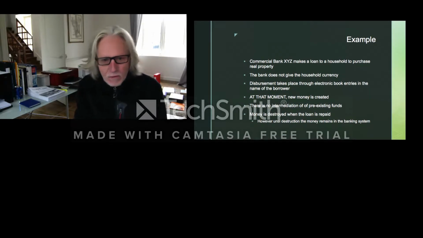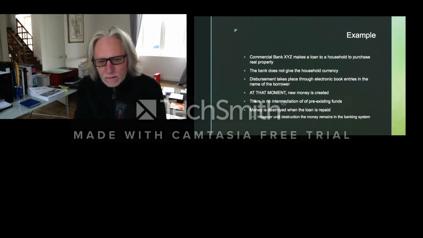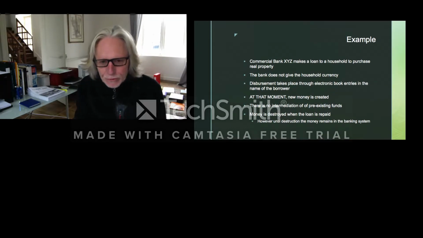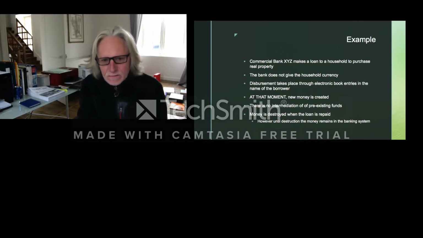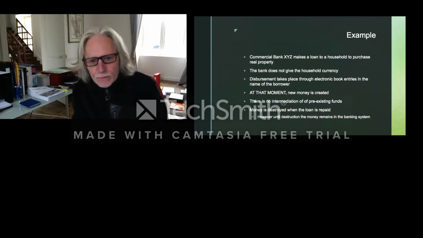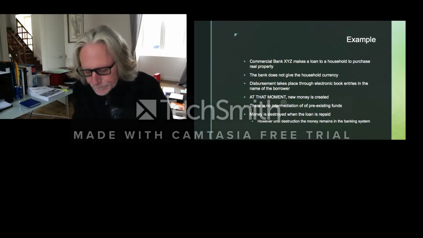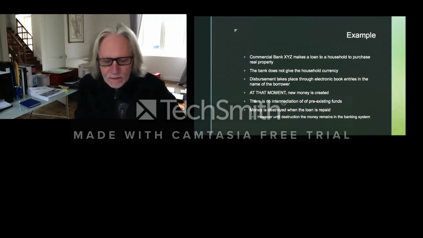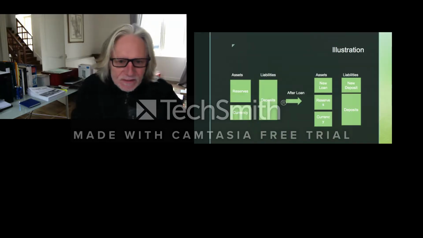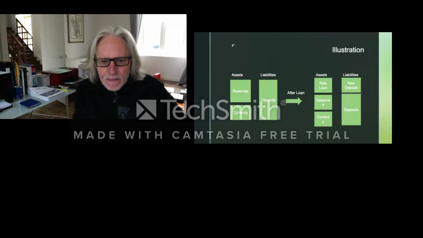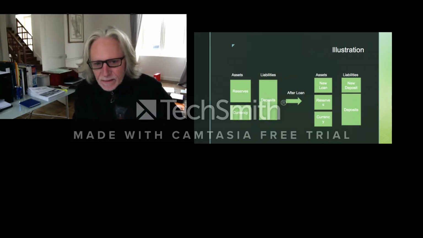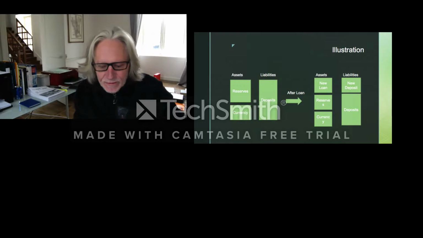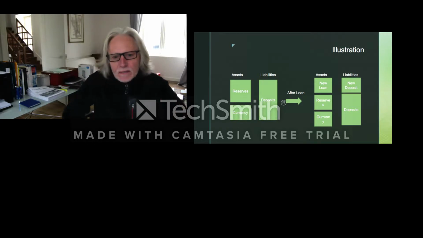Those funds then are ordinarily withdrawn and used for particular purposes, and those funds will remain in the banking system until the loan is repaid. I provide a simple illustration of a bank's assets and liabilities prior to a loan and a bank's assets and liabilities after a loan. It's very self-explanatory.